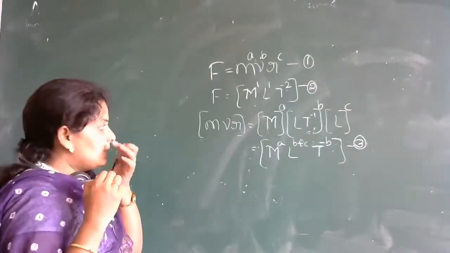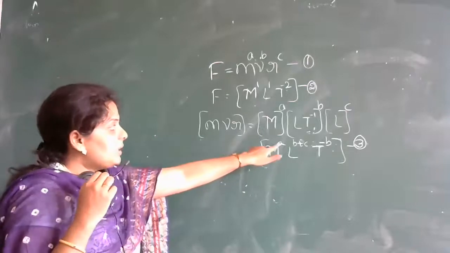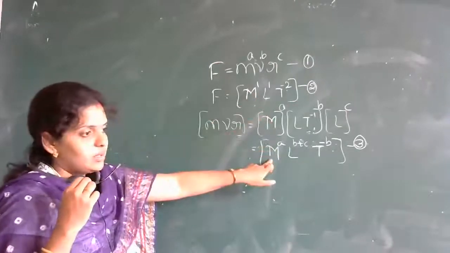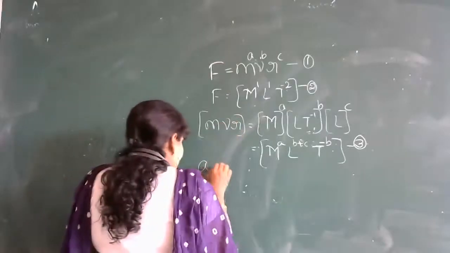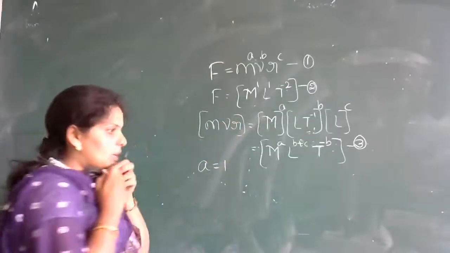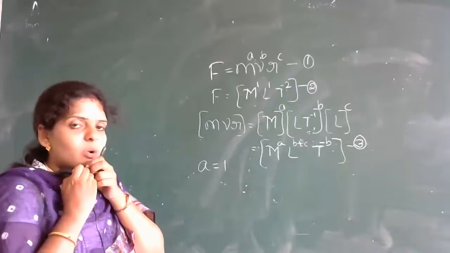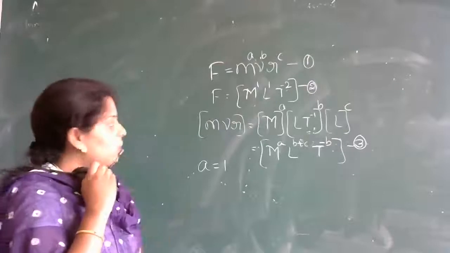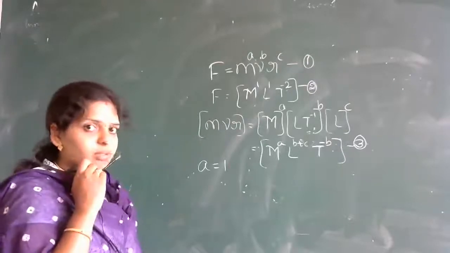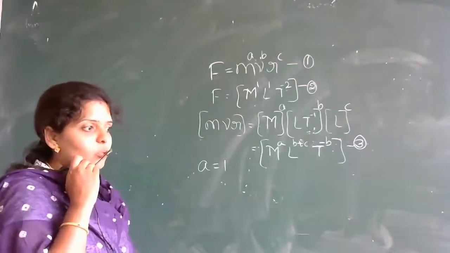How you can write it? See, M to the power, here what we have? A. In equation 2, what is there? M to the power 1. Therefore, we can write it as A is equal to 1 here, right? This is by equating equation 2 and equation 3. That is, you are getting A is equal to 1.